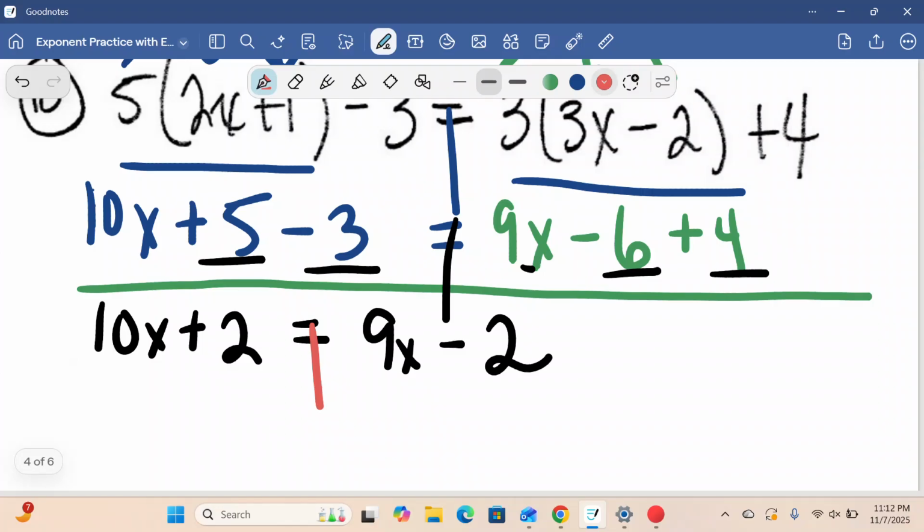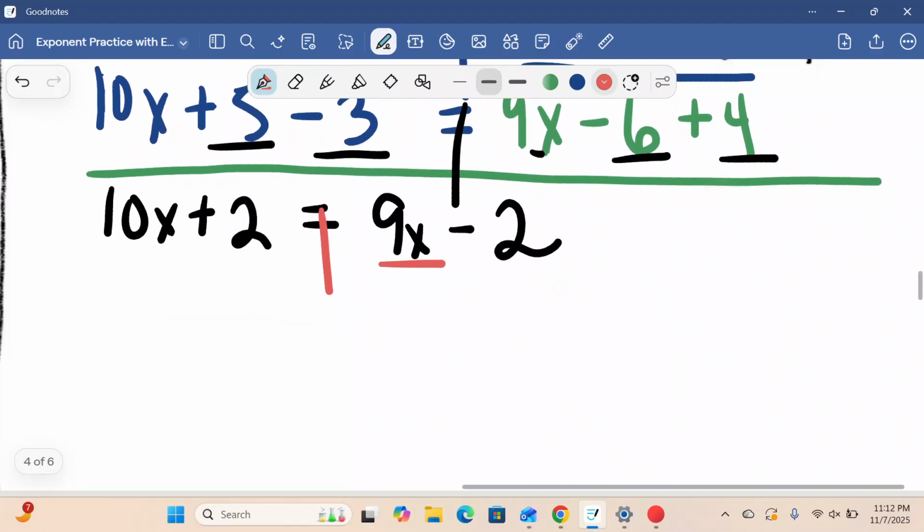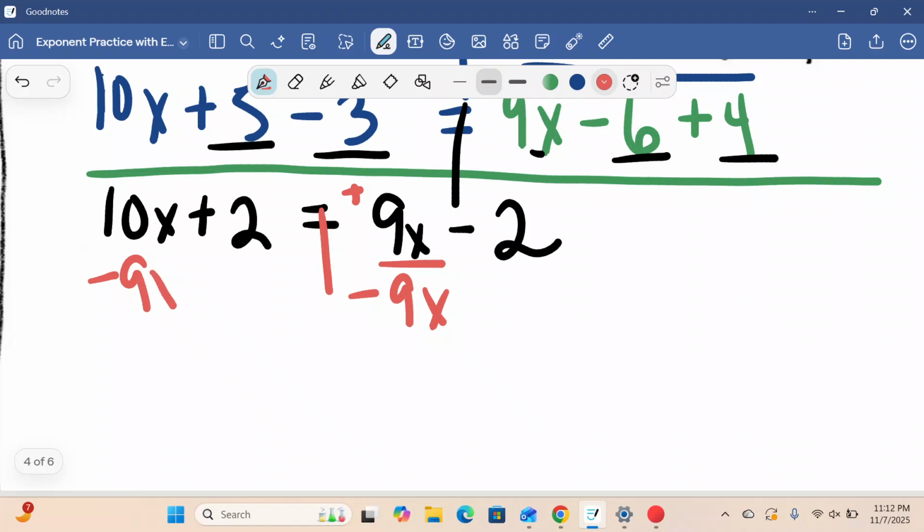Now I have the variable on both sides. So I have a 9x and a 10x. I decide which one I want to get rid of. I want to get rid of the 9x. How do I get rid of positive 9x? I do the opposite. I get rid of it by going negative 9x on that side. But if I do negative to that side, I have to do negative to that side. And then, of course, I draw my line, so that way I can distinguish the steps.